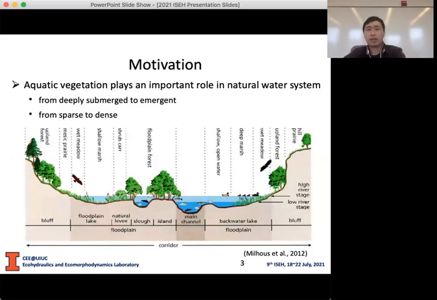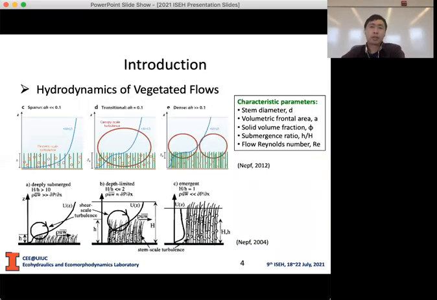Therefore, in recent decades, people realized that aquatic vegetation plays an important role in these regions and have started to study sediment transport in vegetative flows. According to the previous works, people focused on how vegetation affects flows based on such key parameters of the flow and canopy, like stem diameter, volumetric frontal area, solid volume fraction, submergence ratio, and flow Reynolds number, especially the array density and submergence ratio that result in different scales of turbulent eddies generated by vegetation.